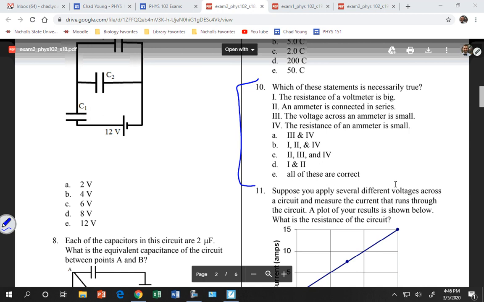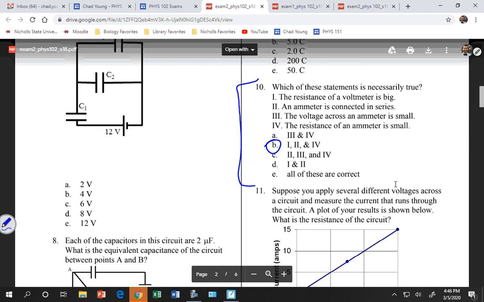What did I just say? True, right? An ammeter is connected in series. True. The voltage across an ammeter is small. Not necessarily true. It can be true, but not necessarily. So we'll say it's false. If the current is small and the resistance is small, which it is for an ammeter, then this will be true. But it doesn't have to be true. And the resistance of an ammeter is small. True. So 1, 2, and 4 is the right answer.